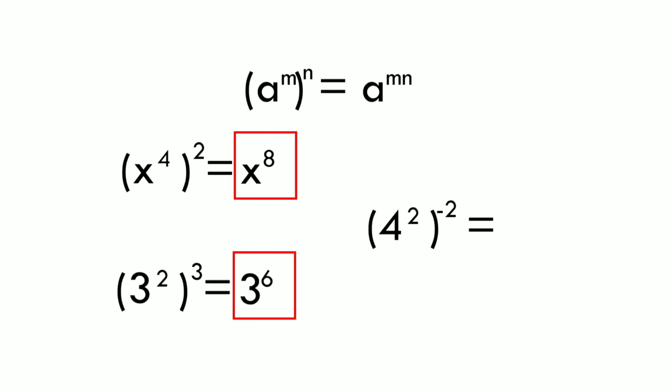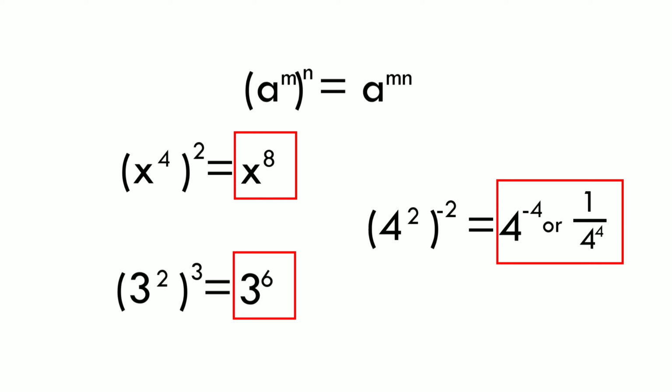Here we have 4 squared raised to the power of negative 2. So again, just copy the base number and multiply the exponents. 2 times negative 2 is negative 4. So the answer is 4 raised to the power of negative 4. And since the exponent is negative, we can apply the previous law. So that's just 1 over 4 raised to the power of positive 4.